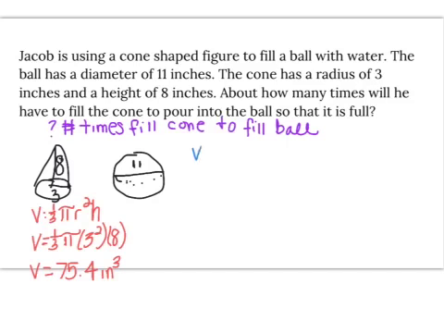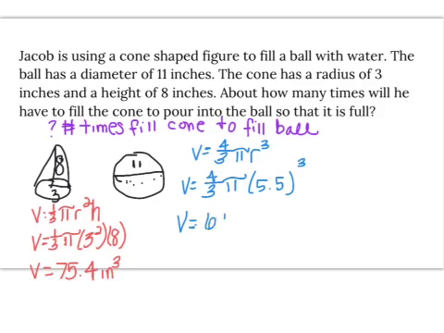I'm going to do the same thing with the sphere. So volume equals 4/3 pi r cubed. Now with this one, since they give us the diameter, in order to get the radius, I need to cut it in half. So 11 divided by 2 is 5.5 cubed. I'm going to plug everything into the calculator. Round to the nearest tenth, so I get 696.9 inches cubed.